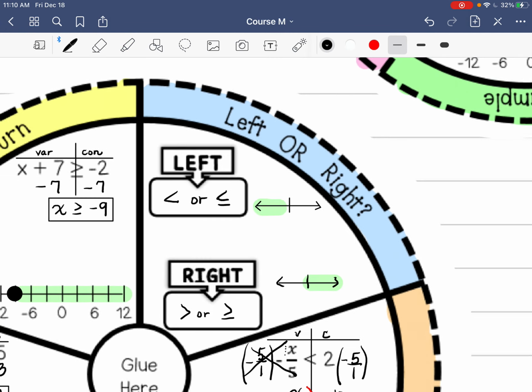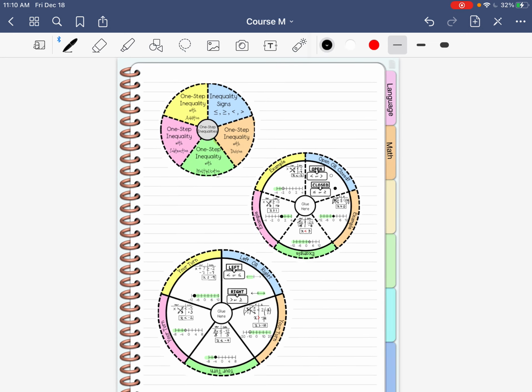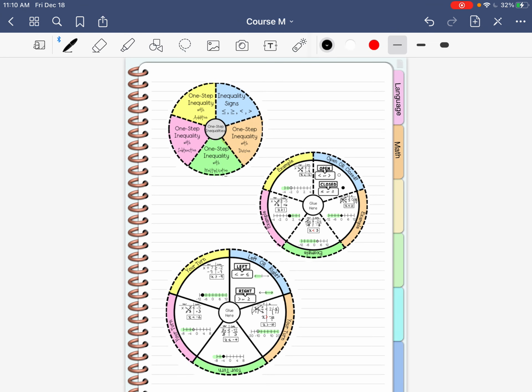All right. This is a very, very good review of one-step inequalities. If you know the stuff in this wheel, you are fine. You're ready for the test on this.